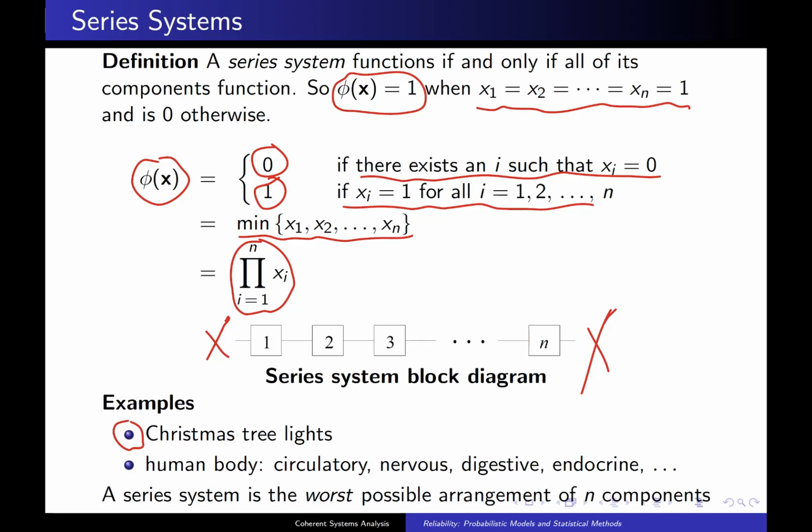The human body has components which all have to work for the person to be alive. You have to have a circulatory system. You have to have a nervous system, digestive system, endocrine system, etc. Down at the bottom here it says a series system is the worst possible way to arrange n components. So this is one to avoid if at all possible.